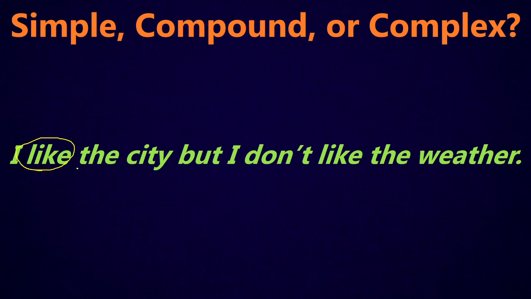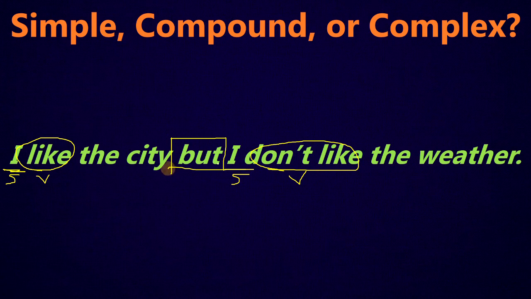I like the city, but I don't like the weather. And then we have don't like. So we have two verbs. Now, what's the subject of the first verb? It is I. What's the subject of the second verb? It's I. So it's the same person, but in the sentence, it's two different subjects. So I've got two subjects and two verbs. What's the connecting word? It's but. But is a coordinating conjunction, which means that this is a compound sentence.